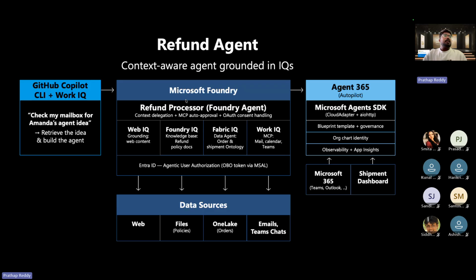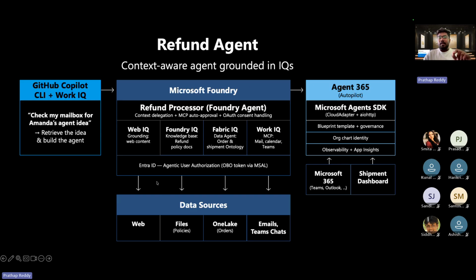So that's why in Microsoft Foundry we can use GitHub Copilot plus Work IQ with GitHub CLI, plus Fabric IQ, Foundry IQ, and Web IQ. We can use them and they can retrieve the information. And there is the refund process with a Foundry agent. We have Web IQ for grounded web content, so Foundry IQ, Fabric IQ, Work IQ. This information will be landed inside this Foundry.